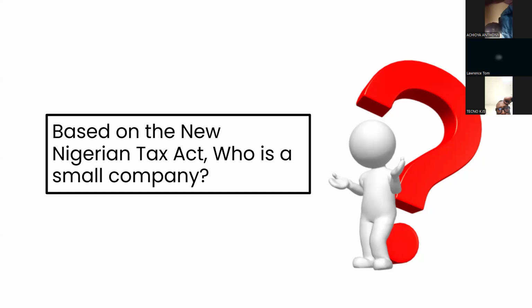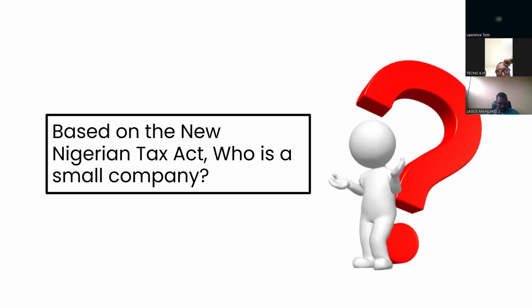If your turnover is 50 million or less. Less than 50 million, yeah. Turnover 50 million or less. Less than 30 million. Okay. Any other person? Turnover 50 million or less? An asset below 250 million. Assets less than 25 million.